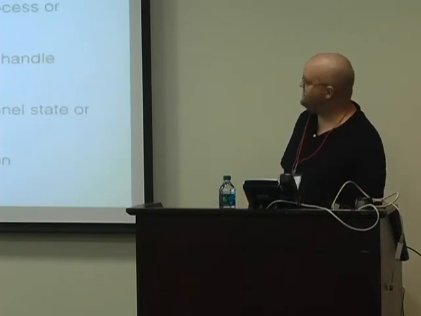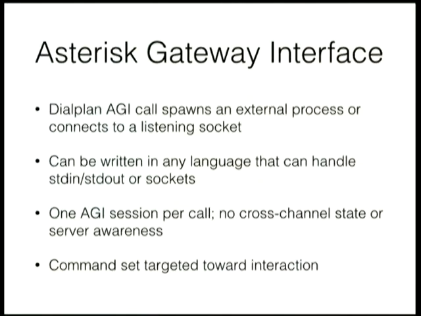So the first thing that came up was the Asterisk Gateway Interface, AGI. In the Dialplan, like one of those lines that said playback or whatever, we have what's called an AGI call, which is another application run. We spawn an external process or connect to a listening socket somewhere. And you can write these AGI applications in any language, including Python, that can handle standard in, standard out if it's in a process external to Asterisk, or you can do sockets. So you can even send them off to a remote server if you wish. Some people do the socket thing so they can do everything in one process.